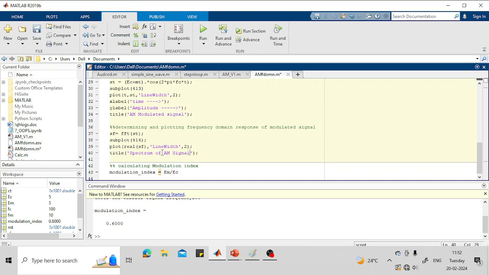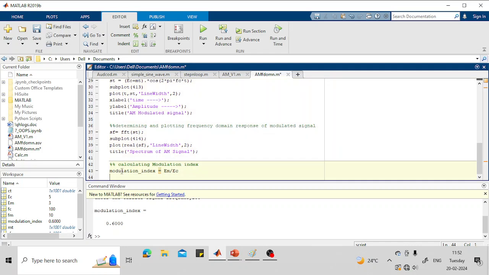Okay, so this is a spectrum of AM signal, and after that you can observe here. One instruction is given, like while we started our simulation, at this time it is mentioned that AM simulation is done for various modulation index. In order to know what is modulation index, this instruction is written: modulation index is equal to EM, amplitude of message signal, divided by amplitude of carrier signal.